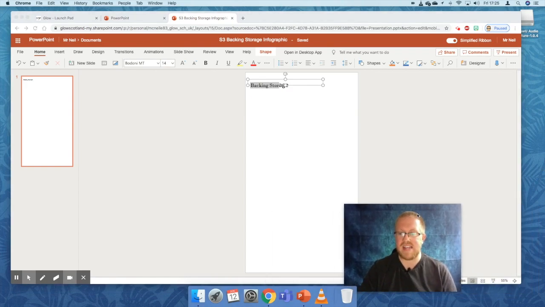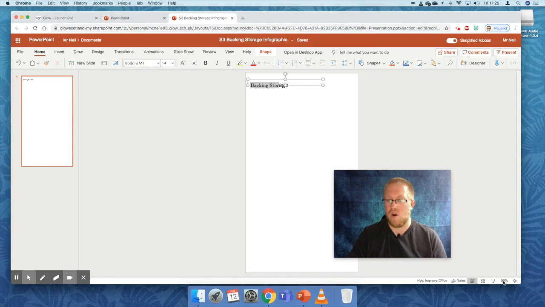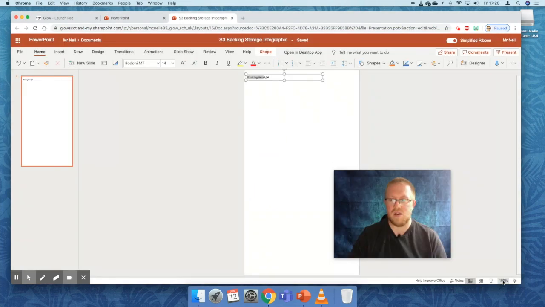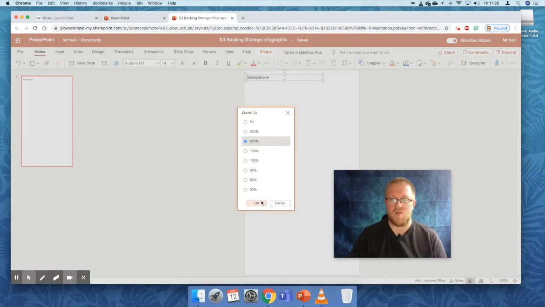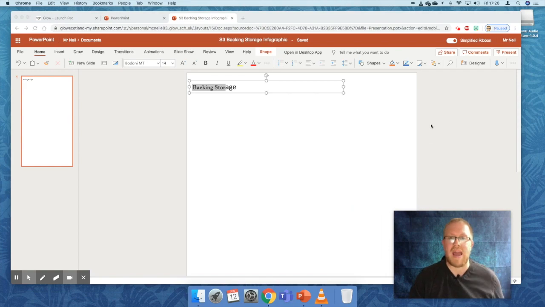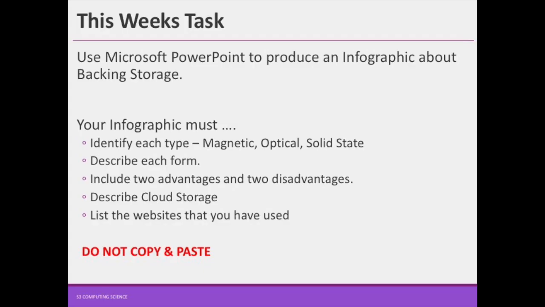If you're finding it difficult to see, down in the corner I can zoom in, so I can make it 100%. I can zoom in, in fact I might make it 200 just so it's super easy for me to see. So I'd like you to use Microsoft PowerPoint to produce an infographic about backing storage.